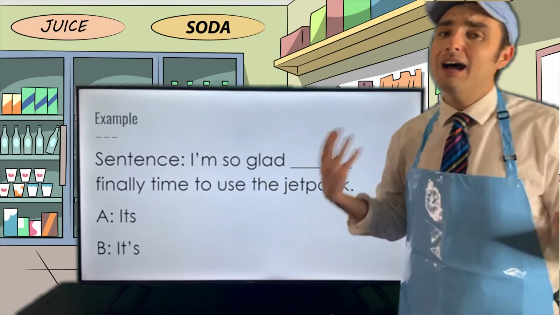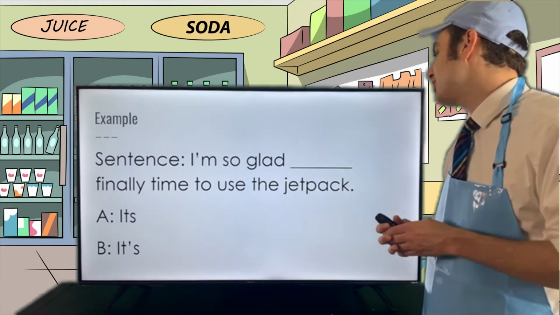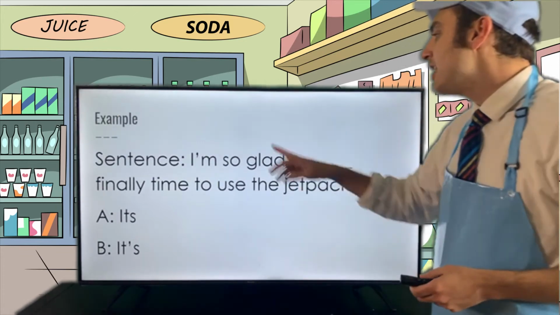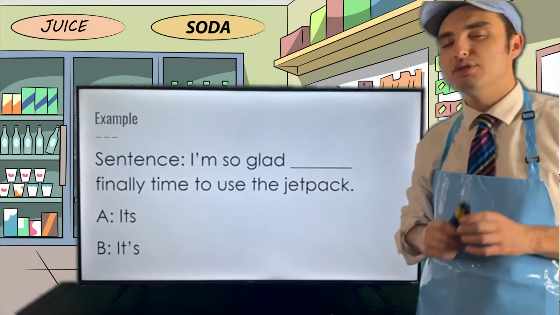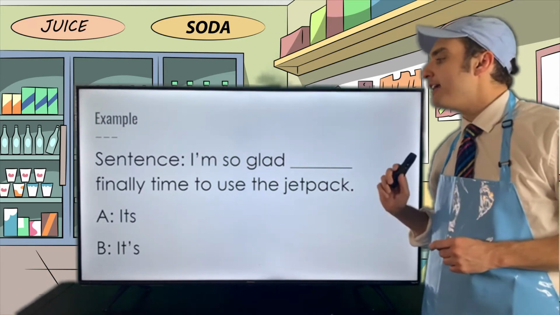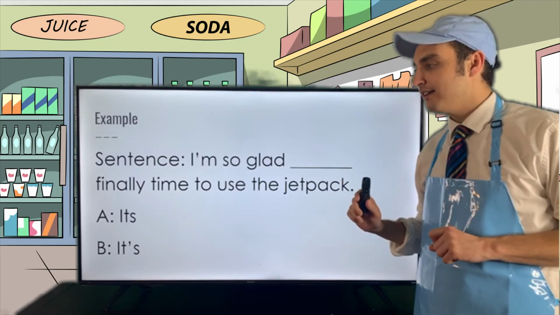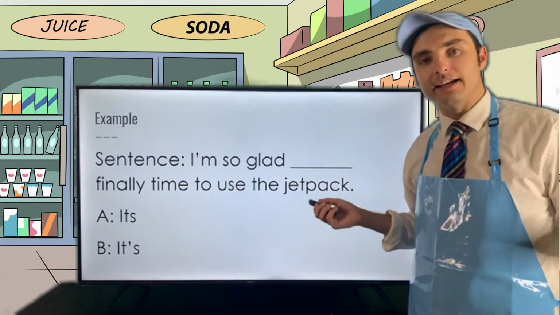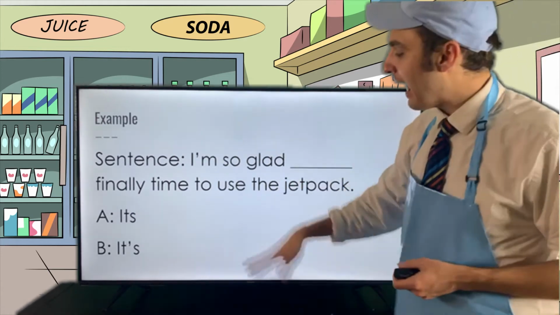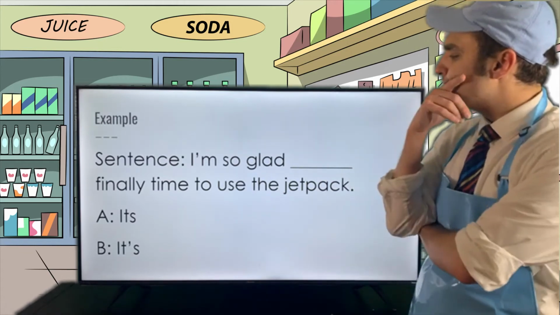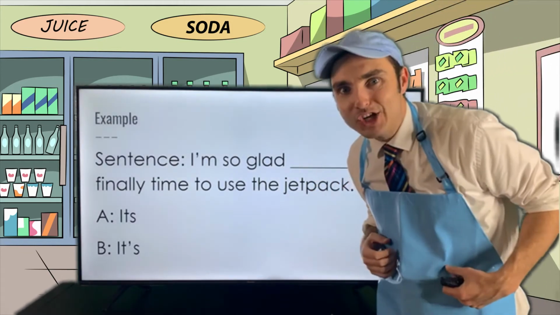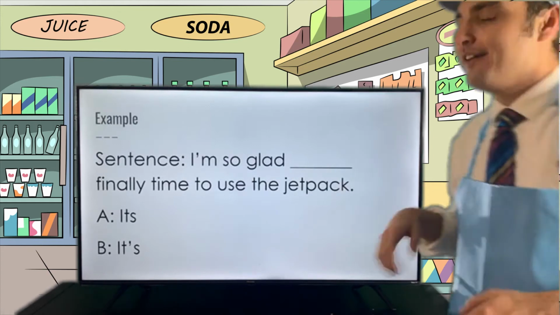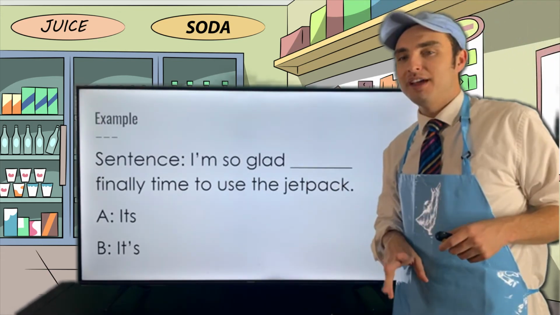I'm so glad blank finally time to use the jetpack. Okay, so I'm so glad it's finally time to use the jetpack. Are we going to fill in the blank with either A, it's, as a possessive, or B, it's as a contraction? What do you think? Post it into the comments section, either A or B. I'm going to think about it. Okay, I've been flying around a little bit too much. I'm going to go ahead and give you the answer.